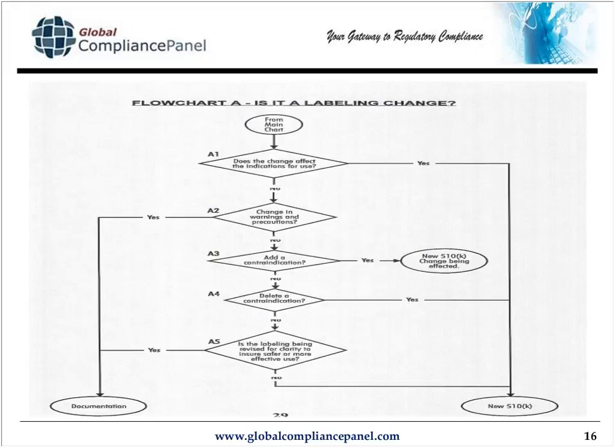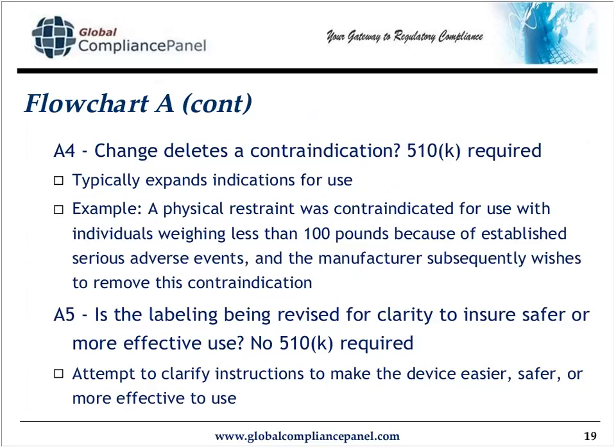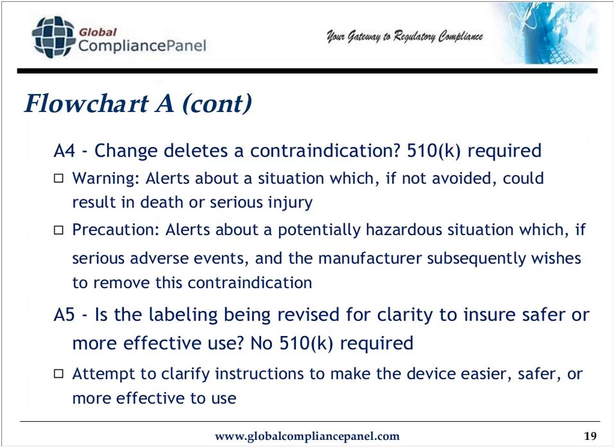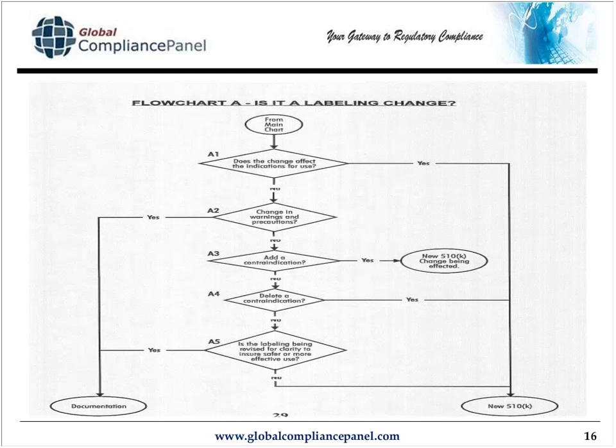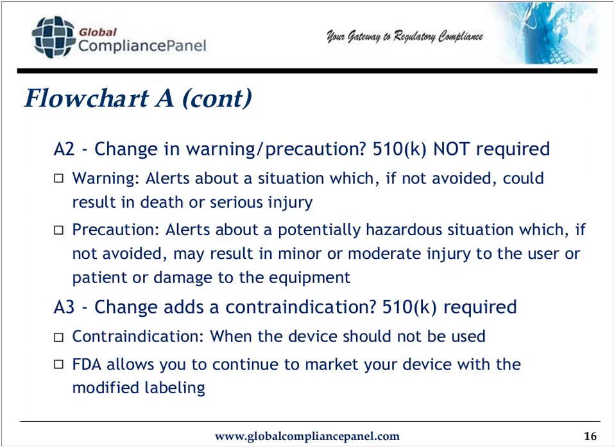And the last part of the labeling flowchart is A5, which says, am I just making the labeling clearer? So I'm just clarifying, I'm not making any substantive change to the labeling. I'm just making it clearer, either to make it safer to use or more effective to use. I'm doing this based on information I receive or perhaps proactively. So when I'm doing this, as you can see, A5 says yes, documentation, meaning I don't need to submit a 510K. If your labeling is changing in a way other than any of these changes, you do need to submit a new 510K.